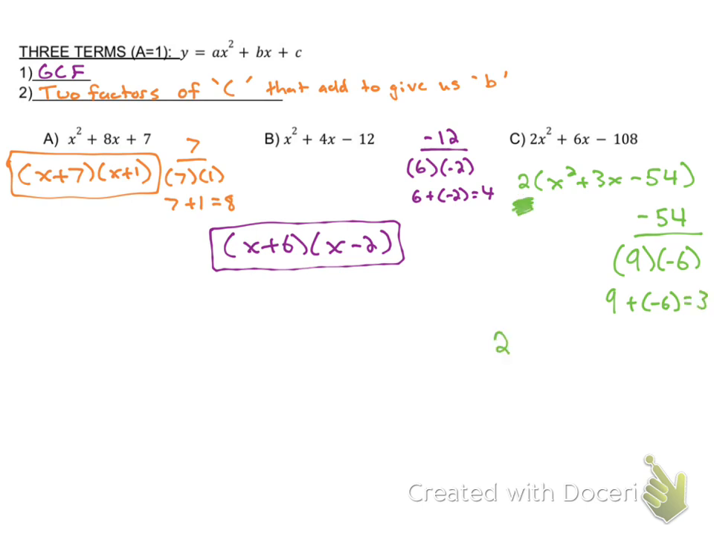So again, remember, you can't forget about the GCF you took out. So it'll be 2 times x plus 9 times x minus 6. Does the order matter? X minus 6, x plus 9. All right.